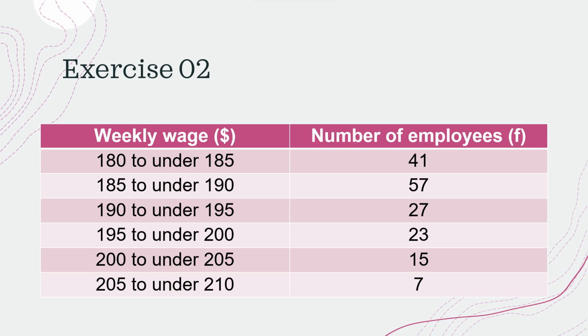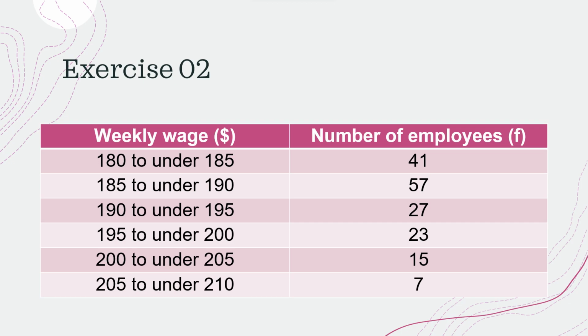Now we need to evaluate the arithmetic mean of the sample. As we can see, the left-hand side column is the weekly wages in dollars. In the first row you can see the minimum wage is $180 and the maximum is below 185, and the number of employees, that is the frequencies, 41 employees fall within this bracket. Similarly, in the second category, it is from 185 to under 190, and 57 employees fall within this bracket, and so on and so forth.